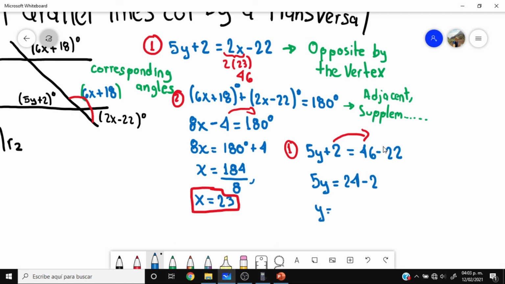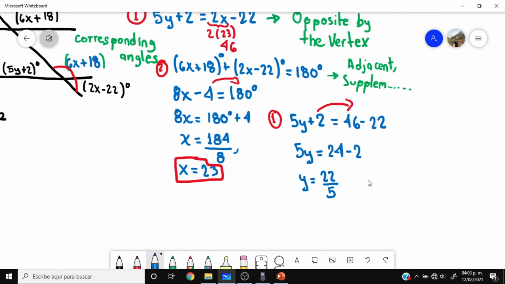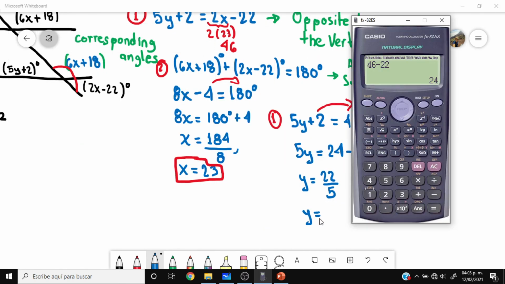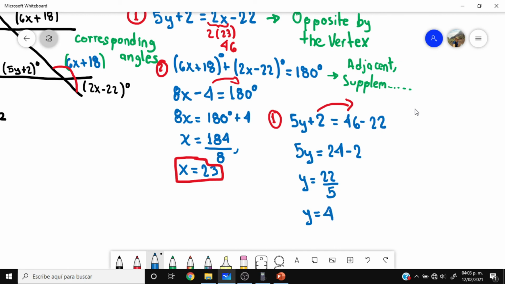So y equals, this 5 goes dividing to the other side, and it's going to be 22 over 5. So how much is that? y equals 22 over 5 equals 4.4. And that will be the answer for this example.